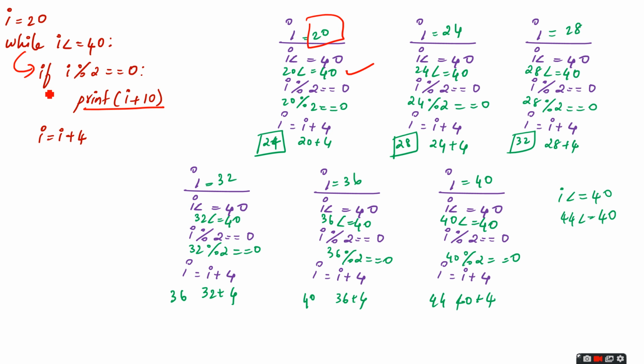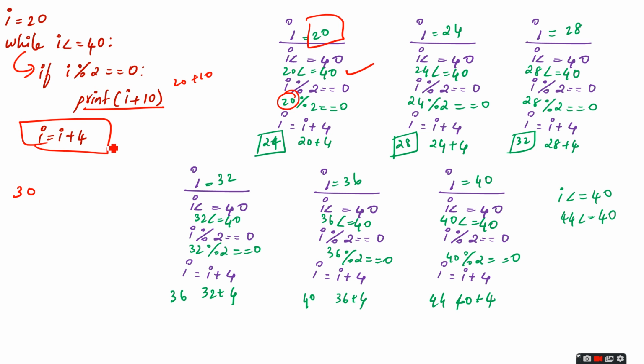Then after that we are having an update expression. This does not belong to the if condition. See the indent, it belongs to the while. Only print belongs to the if condition. If I mod 2 equal to 0, the value of I is 20. 20 mod 2 equal to 0, condition true. So we have to print I plus 10, that is 20 plus 10, it is 30. We will print 30, then no more statements from the if. We will come out of the if condition.